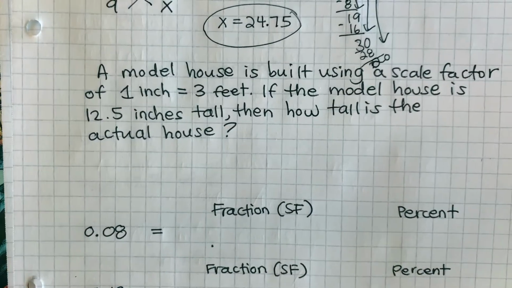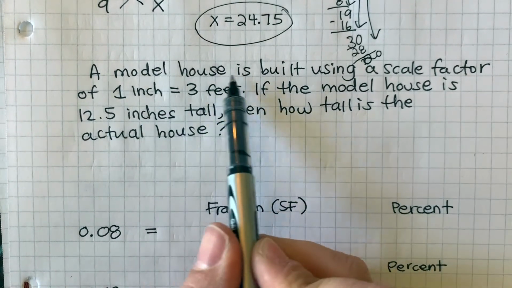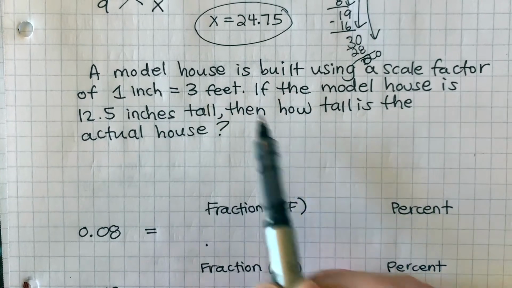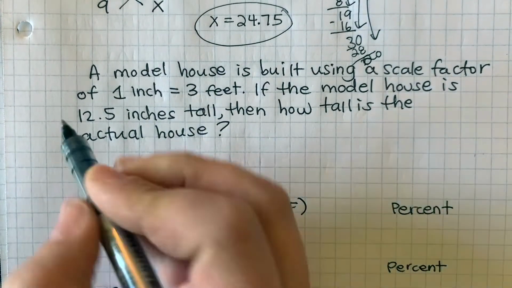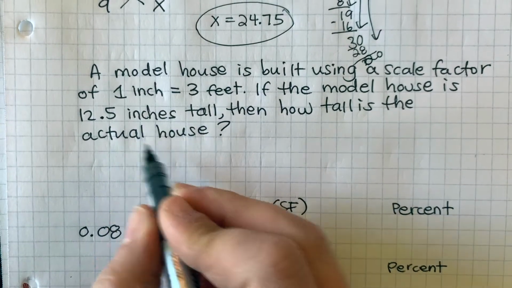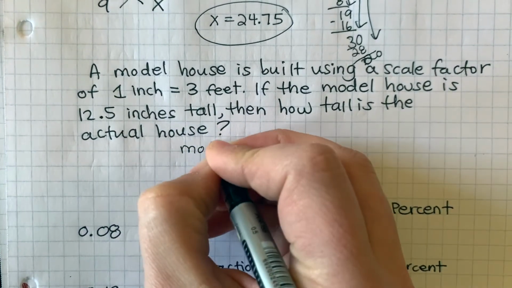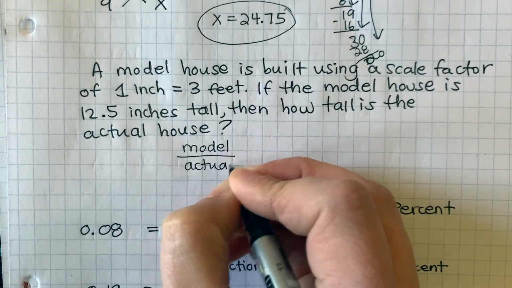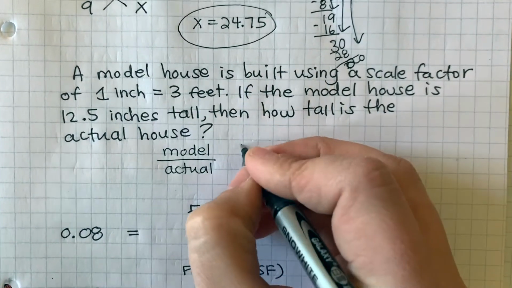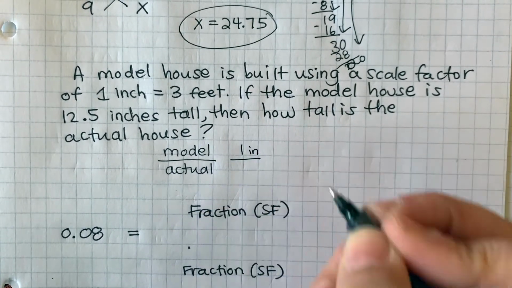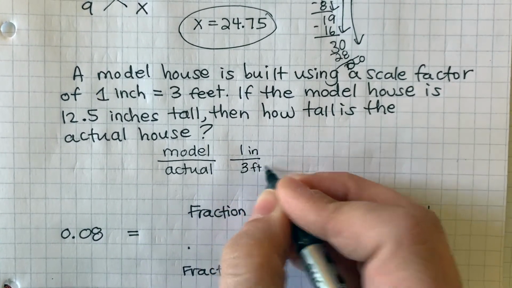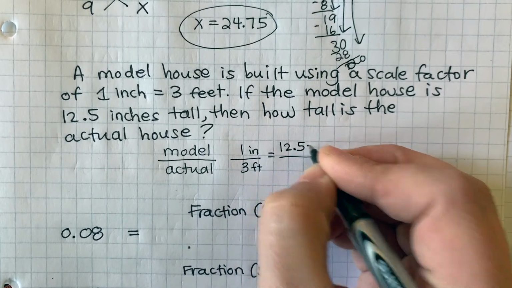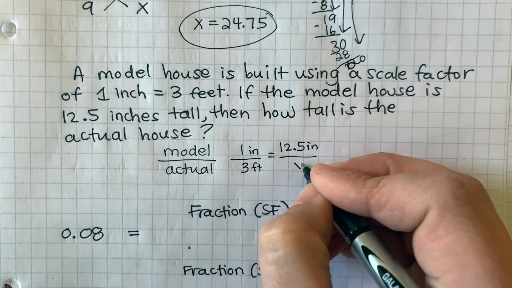Okay, moving on to scale model and scale factor. A model house is built using a scale factor of 1 inch equals 3 feet. If the model house is 12.5 inches tall, then how tall is the actual house? All right, so scale factor and scale stuff, we always compare the model to the actual. So the scale factor is 1 inch of the model equals 3 feet of the actual house. So if the model house is 12.5 inches, then how tall is the actual house?